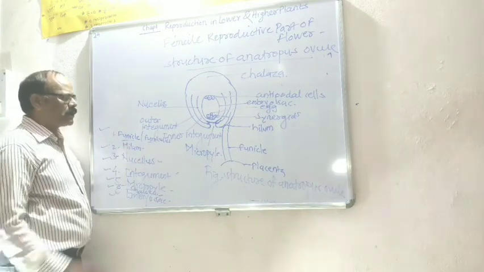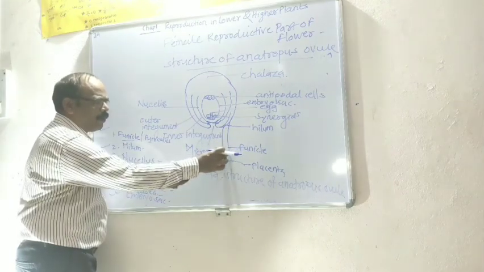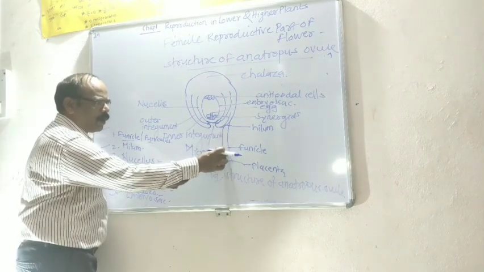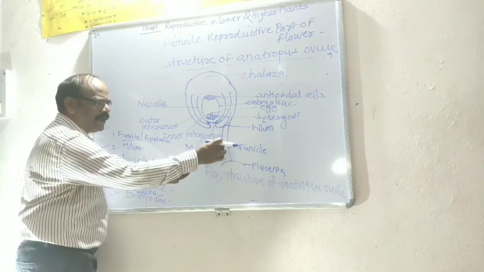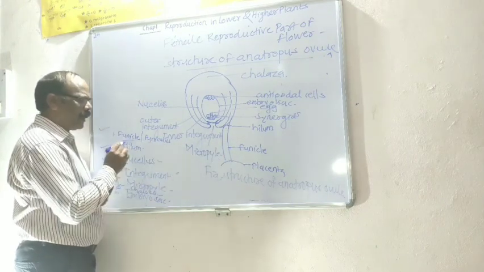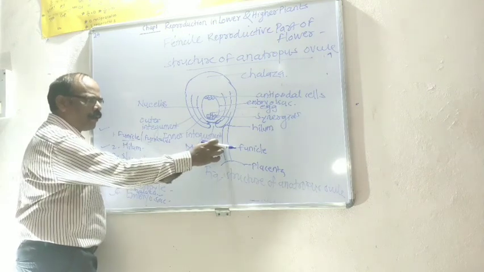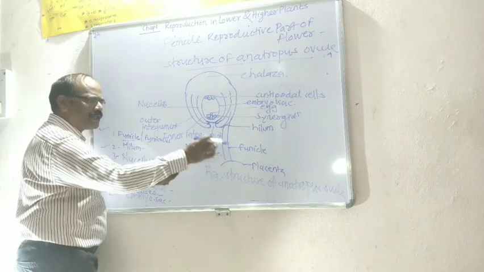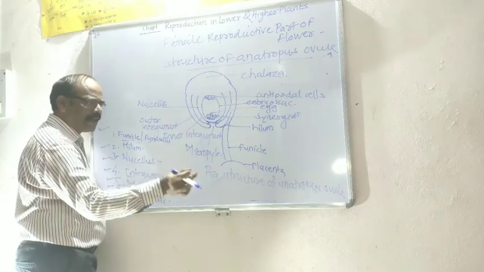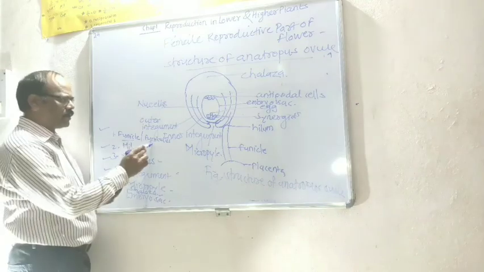Funicle or funiculus is the stalk of the ovule by which it is attached to the placenta of the ovary. It is called the funicle or funiculus.